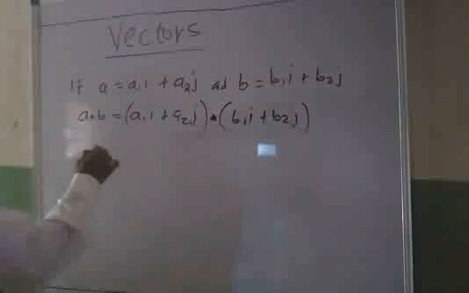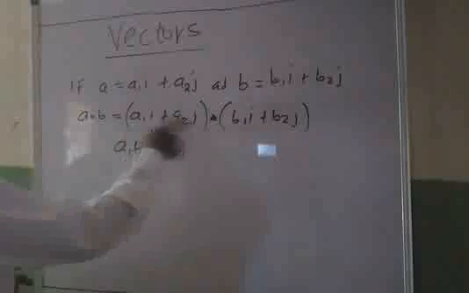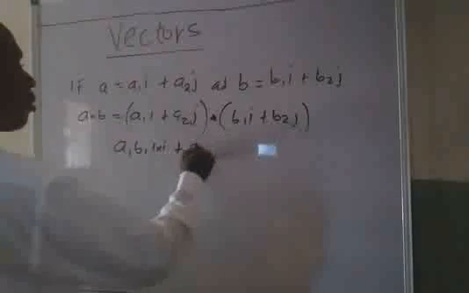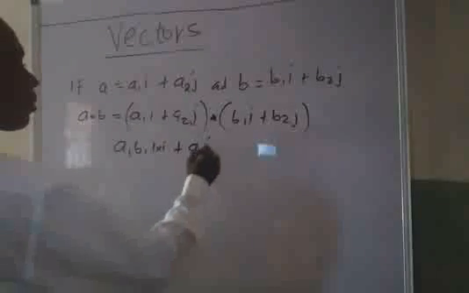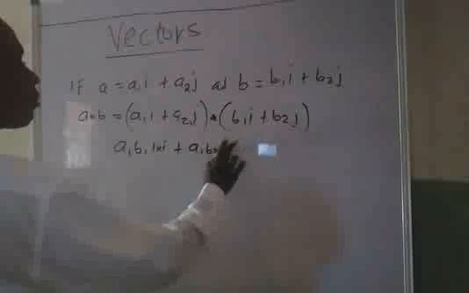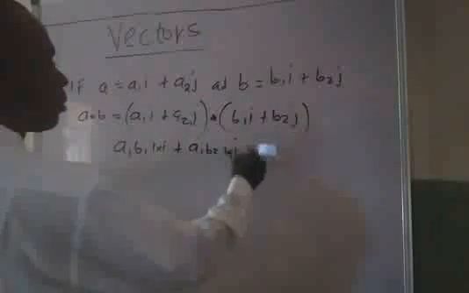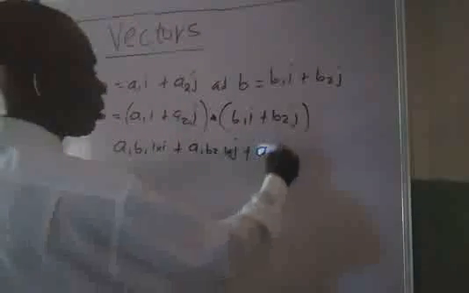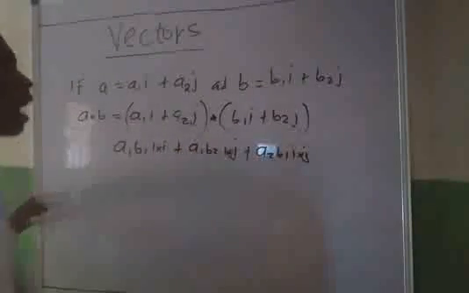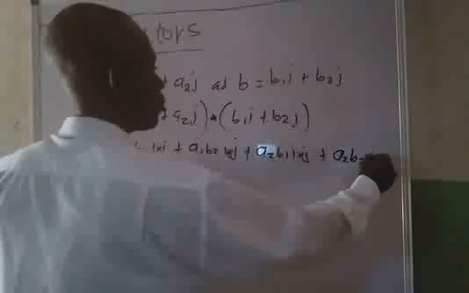And if you expand, this times this will give you A1B1 i times i. Remember there's i here, there's i here. Plus, if we use this to multiply this, you have A1i times B2j, so we write it like this: A1B2 i dot j. Then if you multiply with A2, A2 times this will give you plus A2B1 j times i. Then if we multiply A2j times B2j, you have A2B2 j times j.